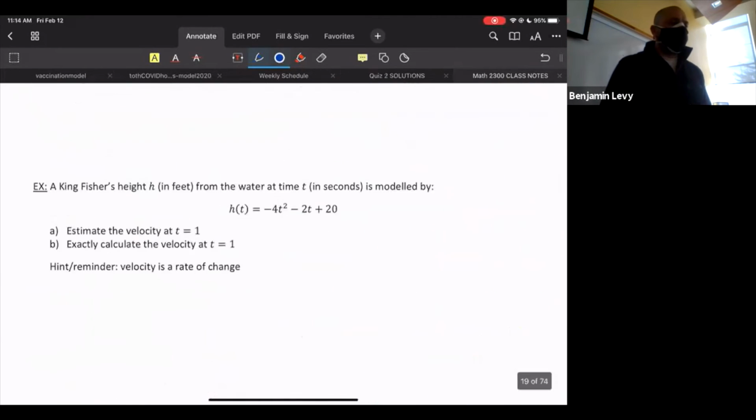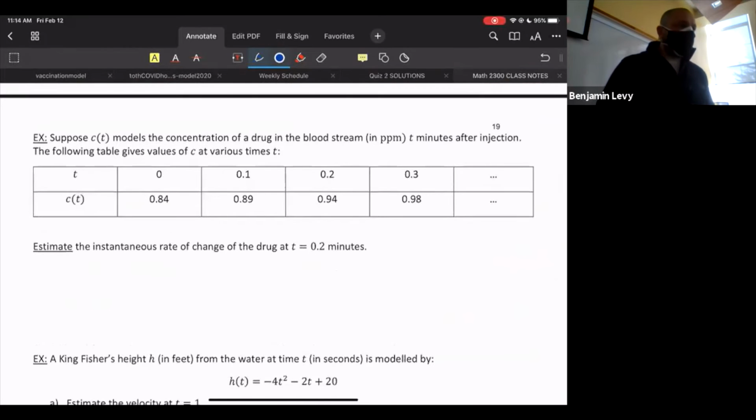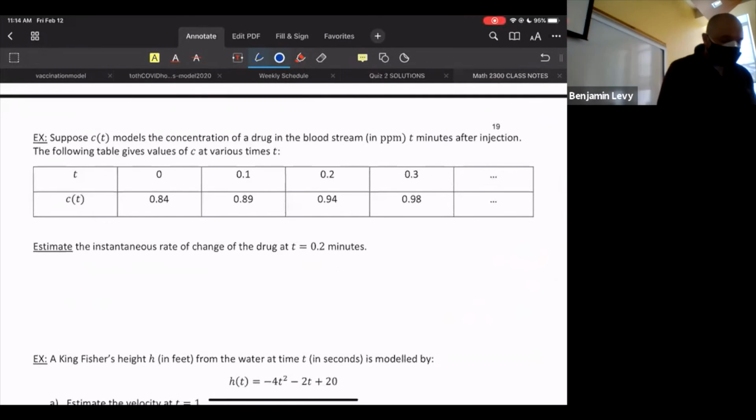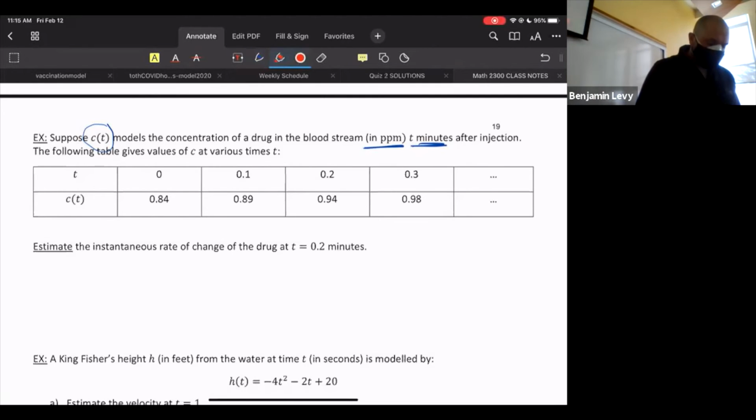So the ones in the homework sometimes have a table, for example. Some of them look like this, where in this particular example, we're thinking about C being some concentration of drug in the bloodstream. I always do the example: you have a headache, you take Advil, it takes a while to go into your bloodstream, right? It's being measured in parts per million, and T is given in minutes. So you plug in a T, it tells you how much parts per million is in your blood. And this question wants us to estimate specifically the instantaneous rate of change at 0.2. So this is the one we care about.